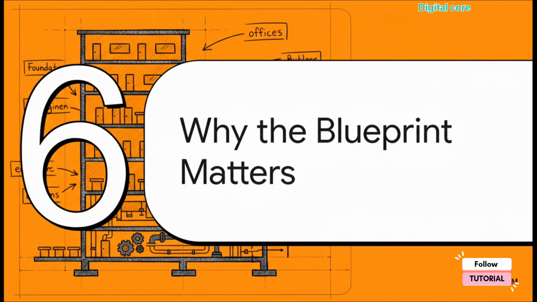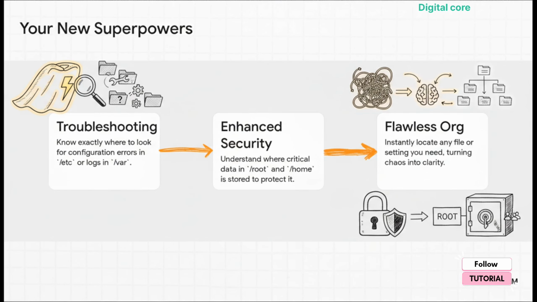So, we've toured the building. We've seen the foundation, the offices, the engine rooms, the whole shebang. But why does knowing any of this blueprint actually matter? Because understanding this structure basically gives you superpowers. When something breaks, you're not just guessing anymore. You know to check the configurations in /etc or to go read the story in the /var logs. You can boost your security because you understand that critical separation between the admin's /root space and a regular user's /home space. In short, knowing the blueprint turns chaos into clarity.